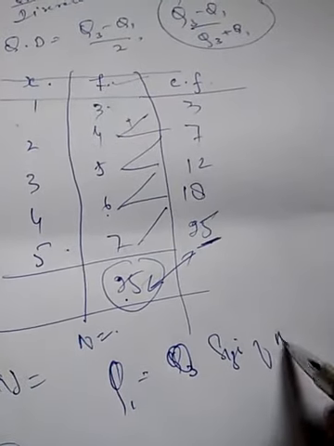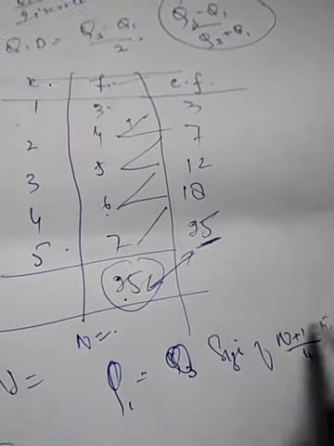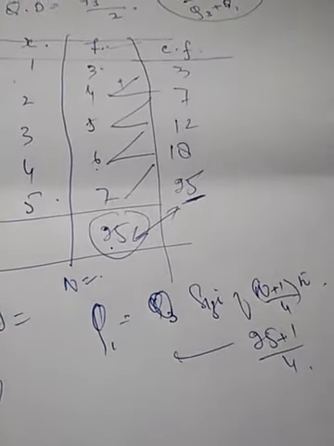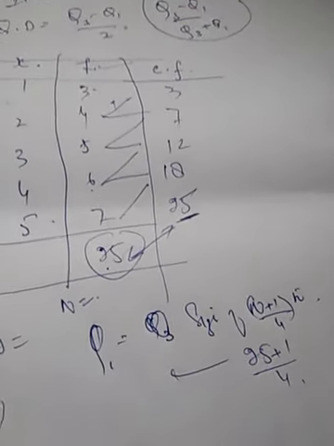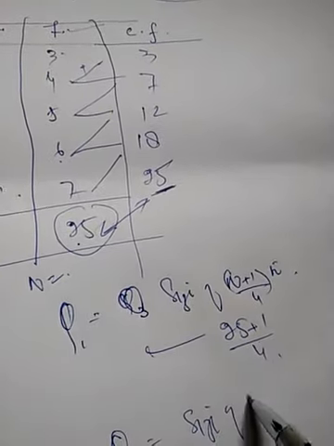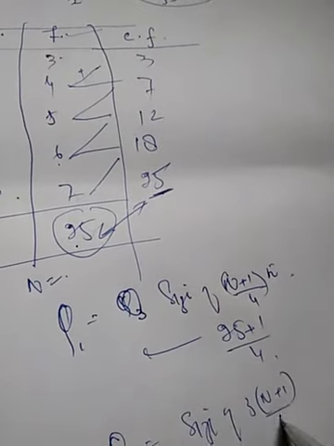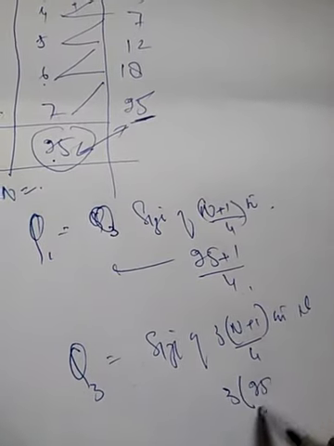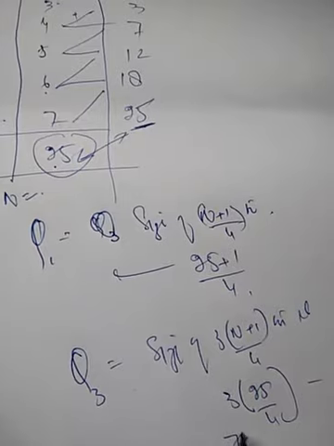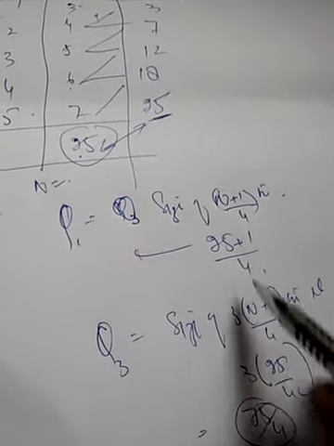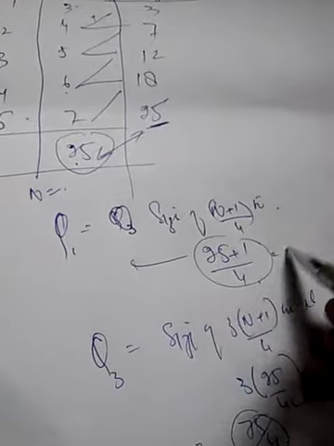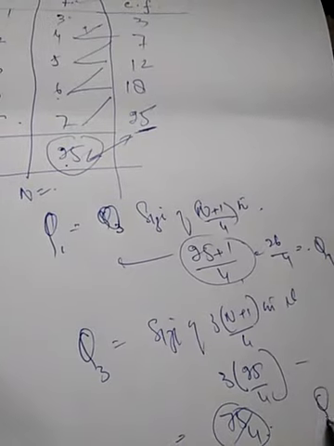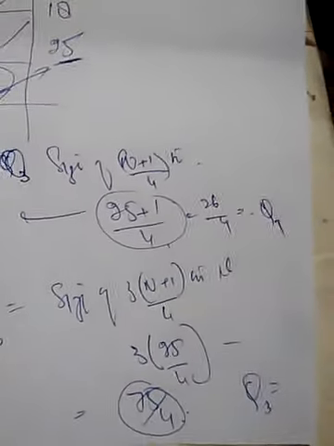Right? Now applying the formula, Q1 is equal to size of n plus 1 upon 4th item. Right? N is here 25 plus 1 upon 4. And for Q3, you will have to find size of 3 into n plus 1 upon 4th item. That is 3 into 25 plus 1, that is 78 by 4. Calculating these values, you can easily find. That's 26 by 4, 78 by 4. It will be Q1 and it will be Q3. Practice it yourself, you can easily calculate.